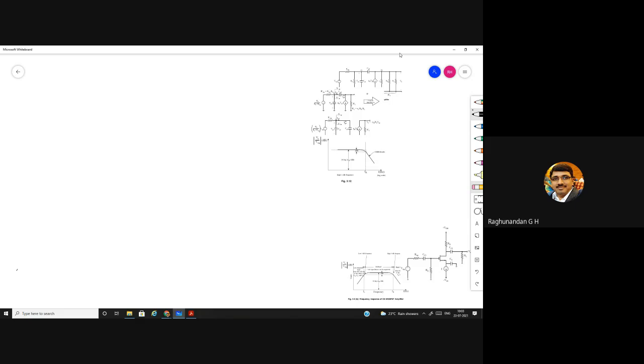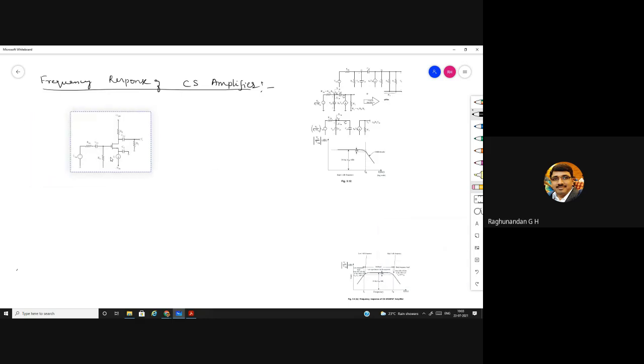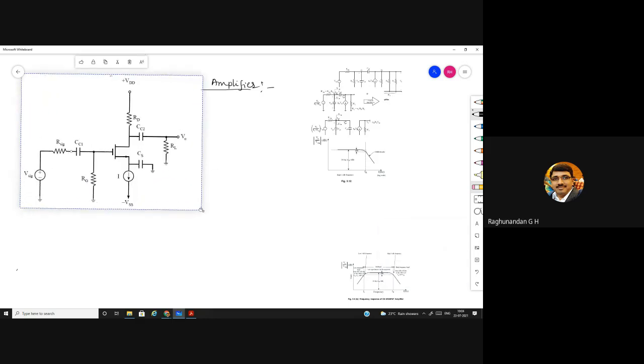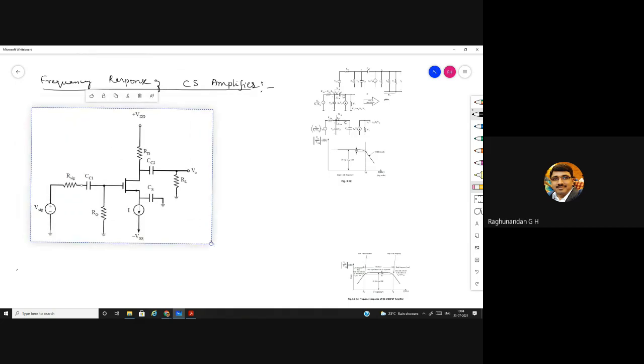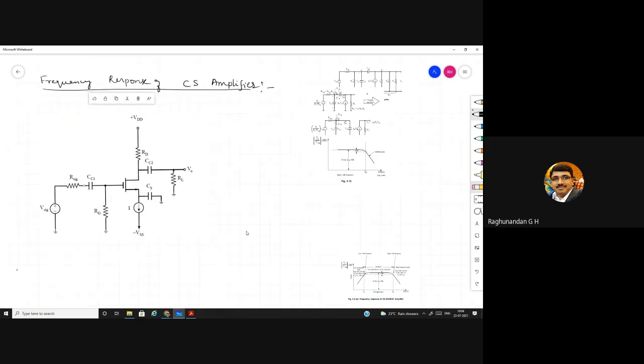Now the next one is with respect to the frequency response of the CS amplifier. For the frequency response of the CS amplifier, we'll take one example of a circuit where we have the common source configuration, and you can see that the input signal is given to the gate terminal.